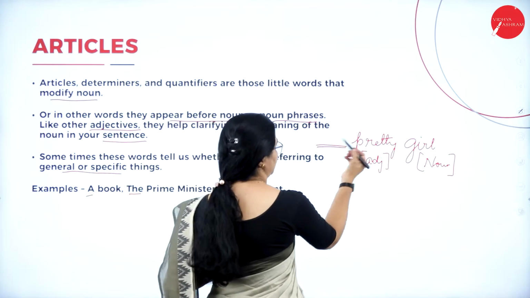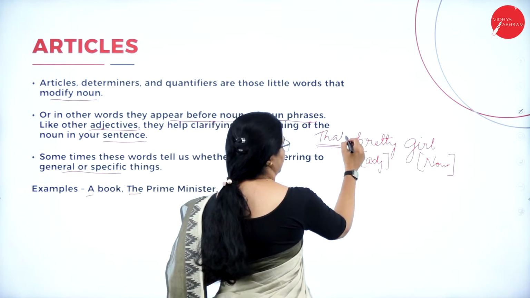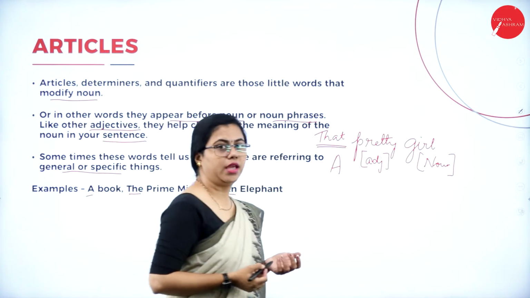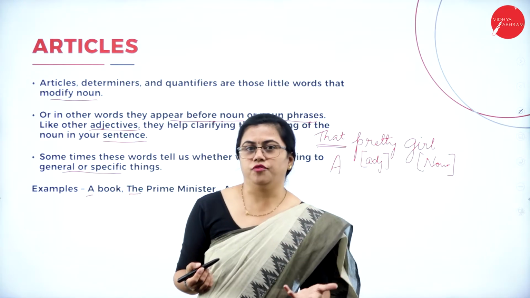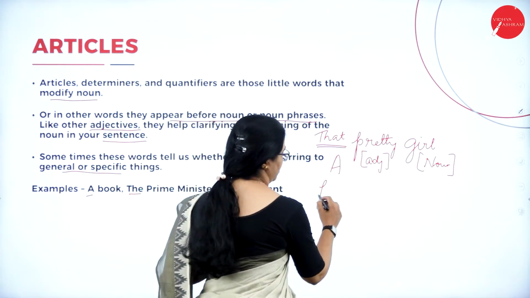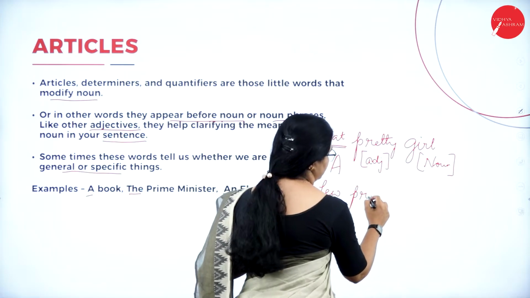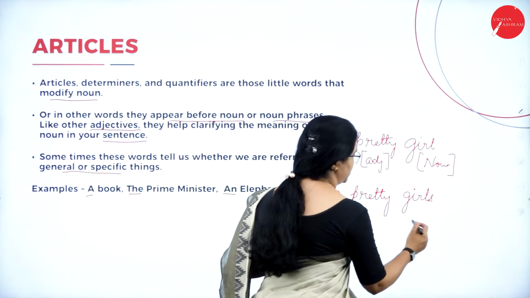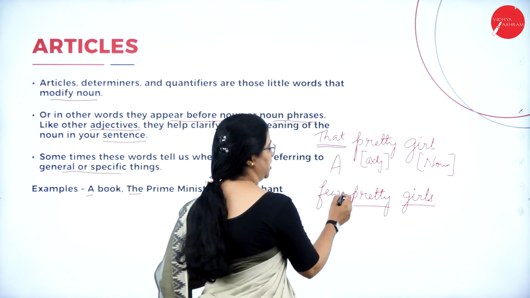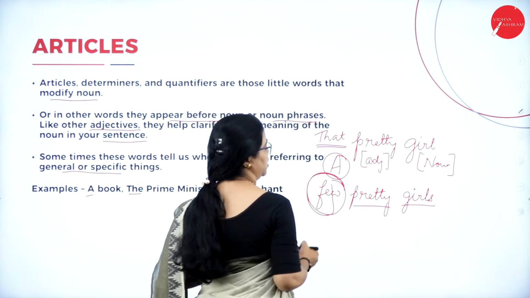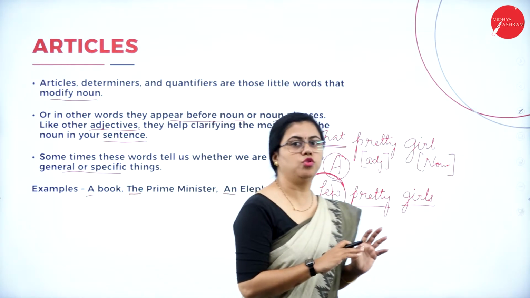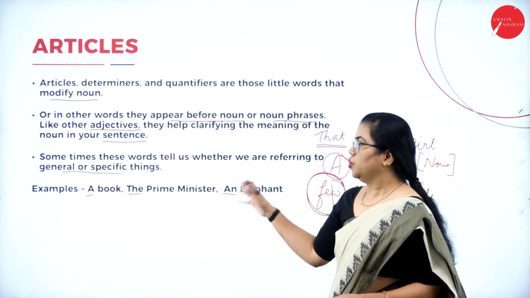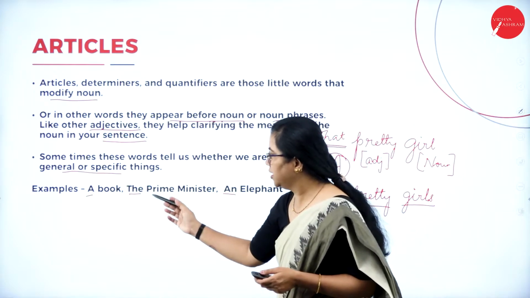Suppose you are using a demonstrative, then you can say that pretty girl. Suppose you are using an article, you can say a pretty girl. Suppose you are using a quantifier, then you can say few pretty girls. So whenever you are using a noun and adjective combination, a determiner comes just before the adjective. This is how you have to use it when you are using it with an adjective. So this is made clear now, and you know which are the different articles.